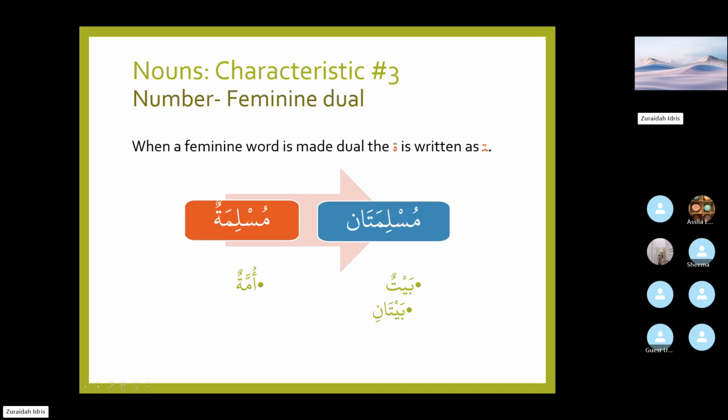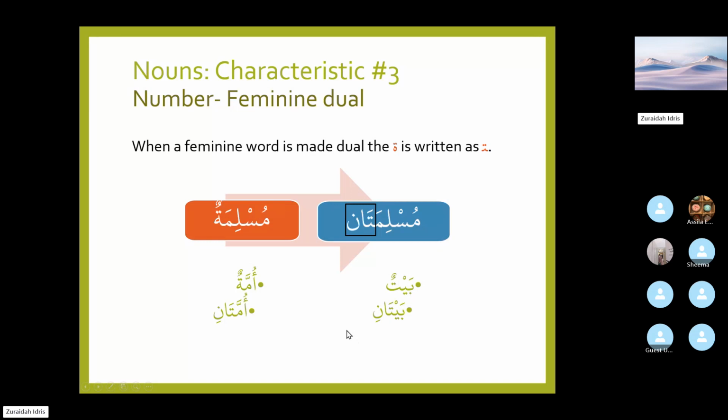So ummatun now. Sister Evie, ummatun. How would I make this dual? I would put a fatha on the ta and then add an alif and a nun with kasrah. So what does this become? Maybe she's not able to join us. Sister Shahida, would you like to try? Ummatun. Ummatani. So see the danger.